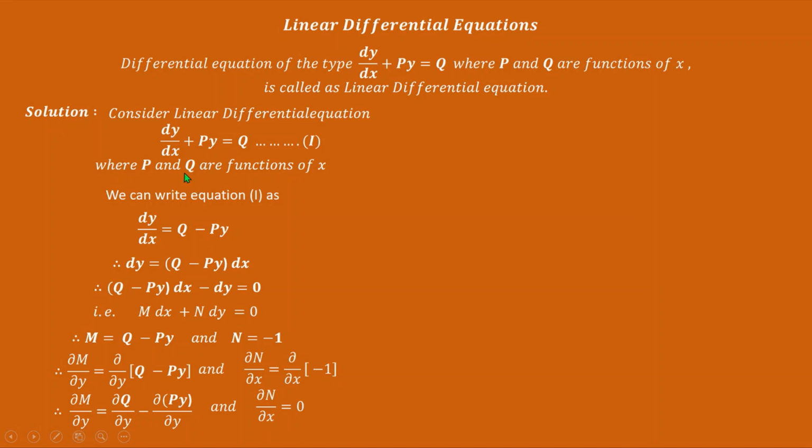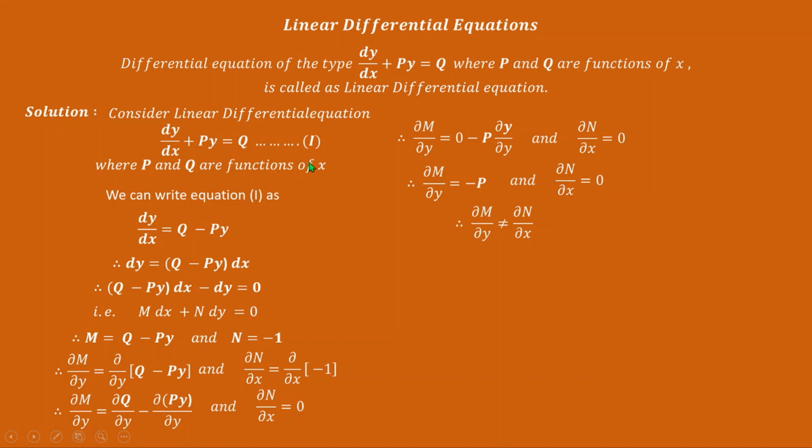Now here we know P and Q are functions of x, they both don't contain y, and so the derivative of Q with respect to y is 0, and here we can take P outside, and so we get ∂M/∂y = 0 - P ∂y/∂y, and ∂N/∂x = 0. ∂y/∂y is 1, so we get ∂M/∂y = -P into 1, that is -P, and ∂N/∂x = 0. Here we get ∂M/∂y not equal to ∂N/∂x, and therefore this differential equation 1 is not exact.